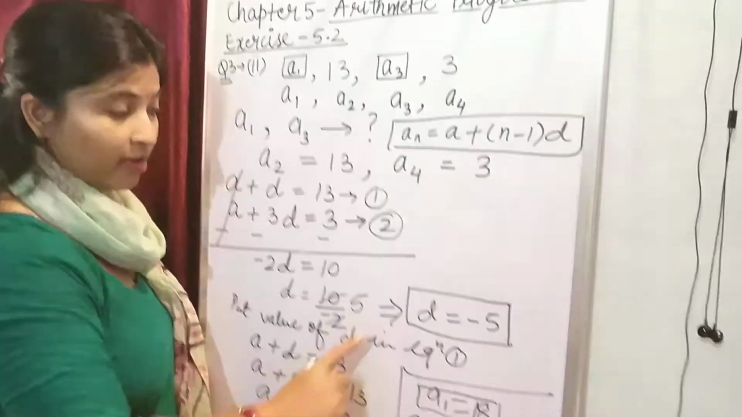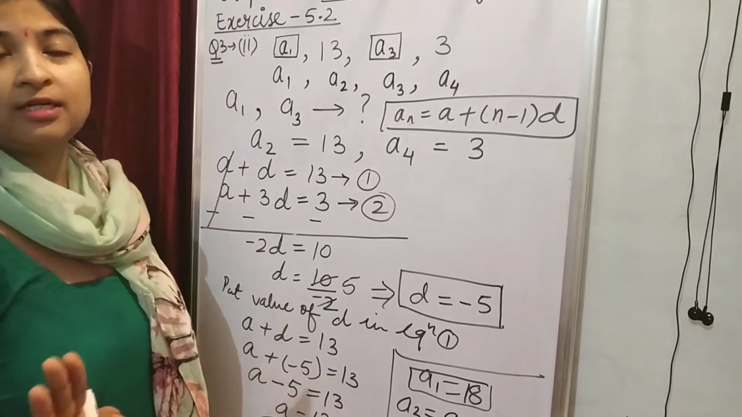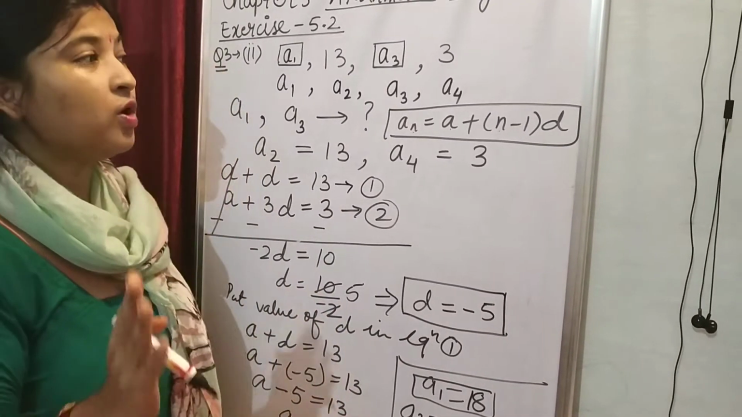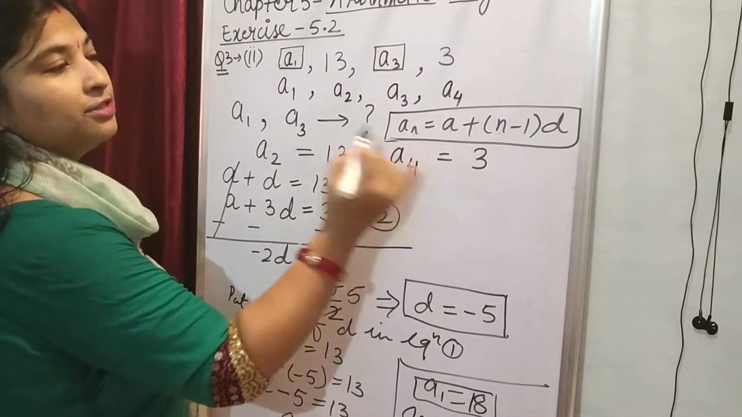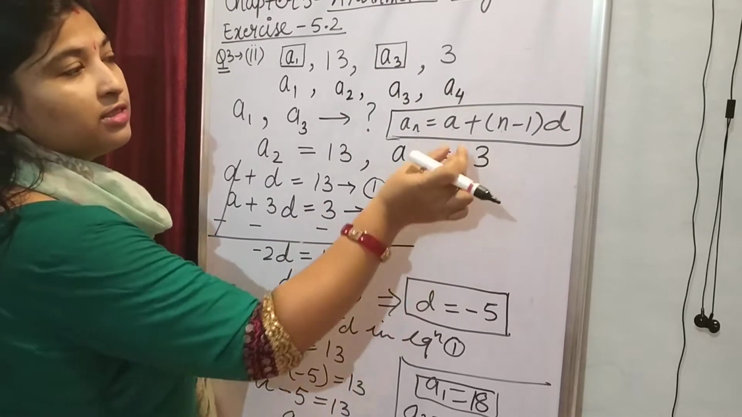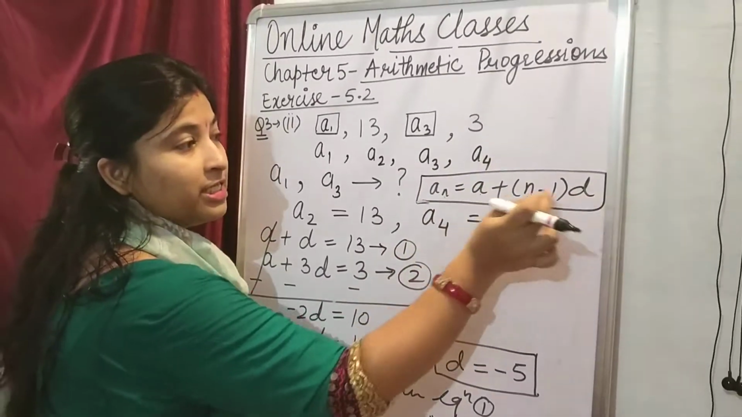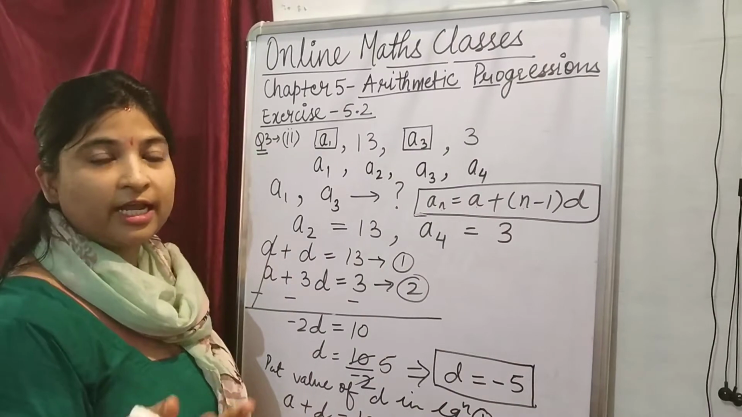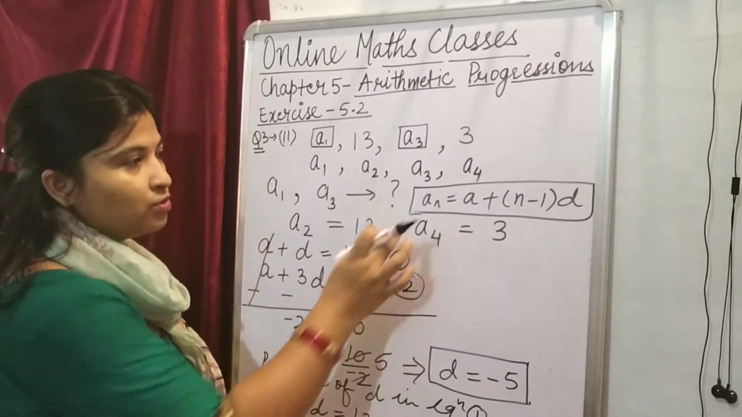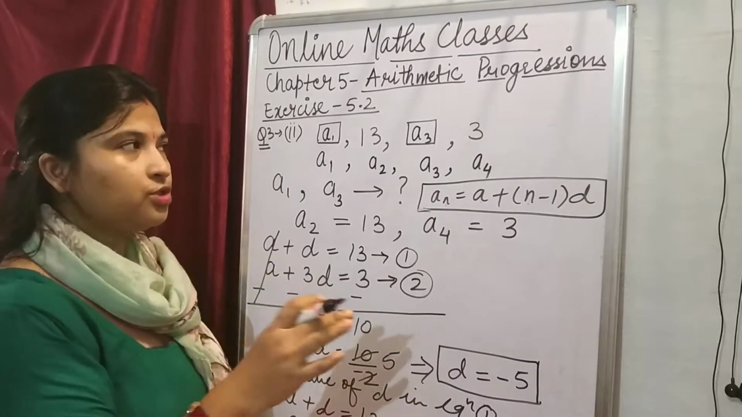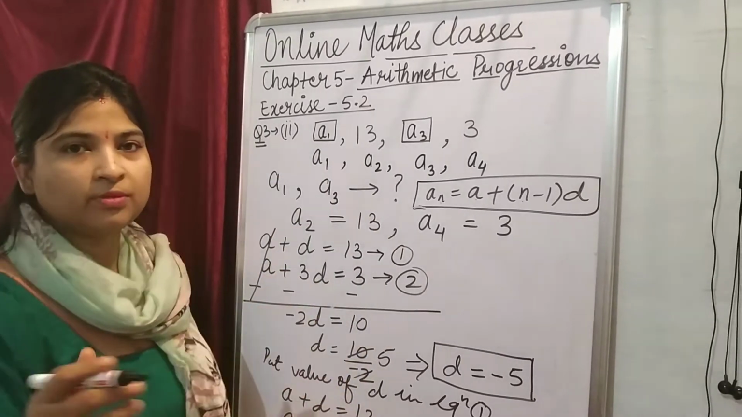By finding the value of A and D, whatever they are telling you to find, you can find it easily, because whenever we use the formula of the nth term of any AP, we just require A and D, and n will already be given. Like if they are saying find the 100th term, then n will be 100. So in this way you can deal with question number 3.